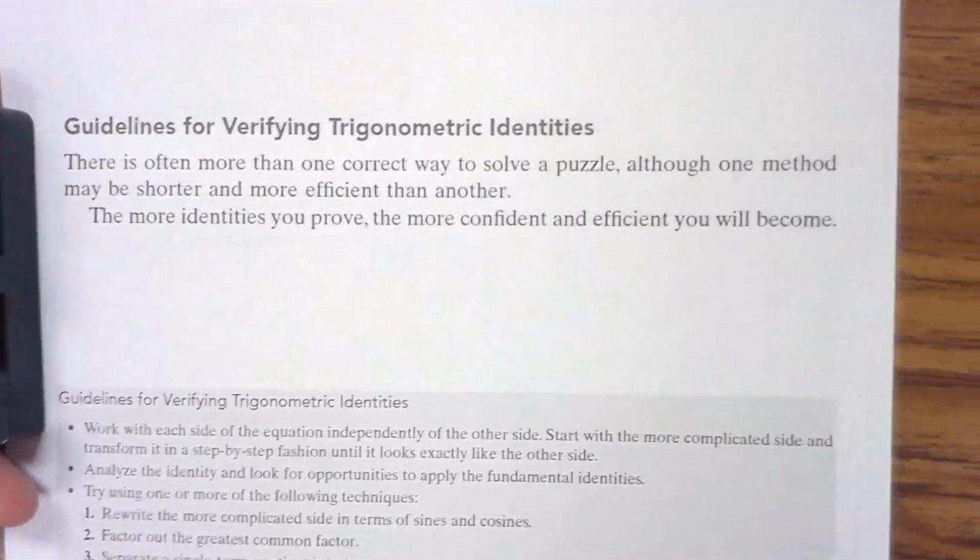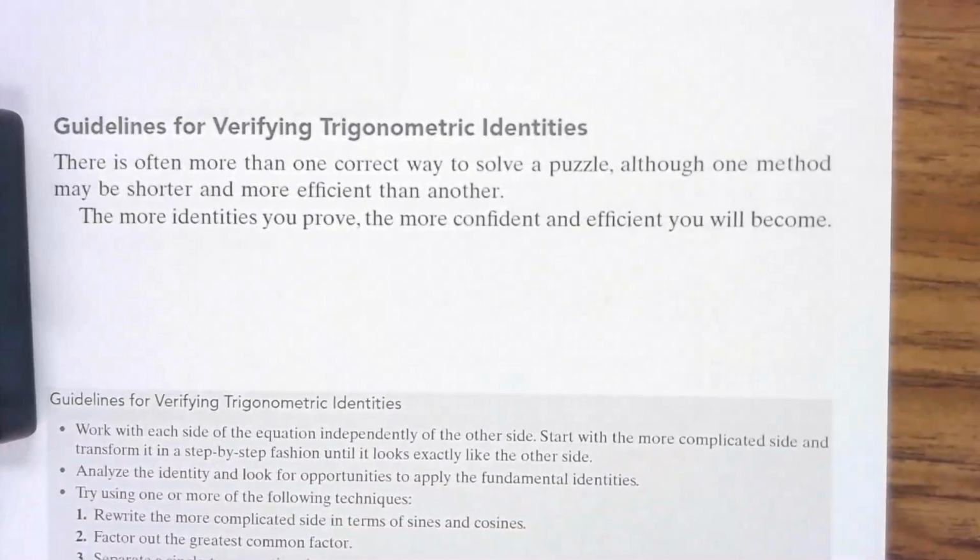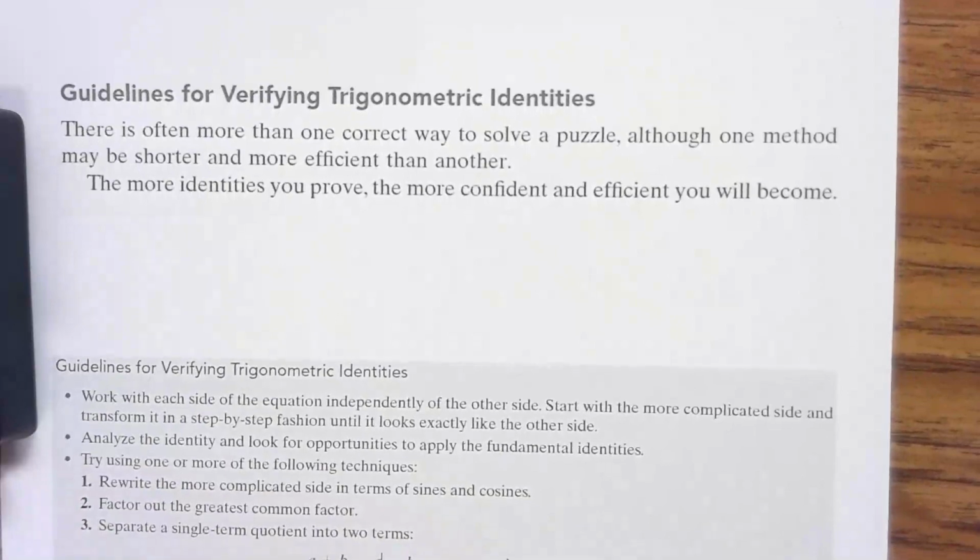Like I've mentioned, there is often more than one correct way to solve a puzzle and thus to verify these identities. I touched on that as we went through this today and even yesterday. One method might be shorter and more efficient than the other, but find a way that works. Okay, the more identities that you do, the better you're going to be. And that's why I set up class this way, because we just need to practice them.